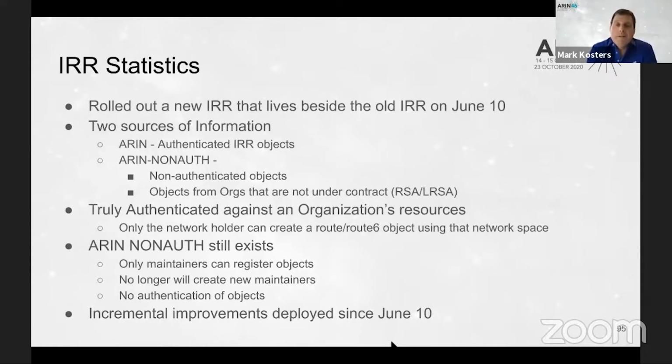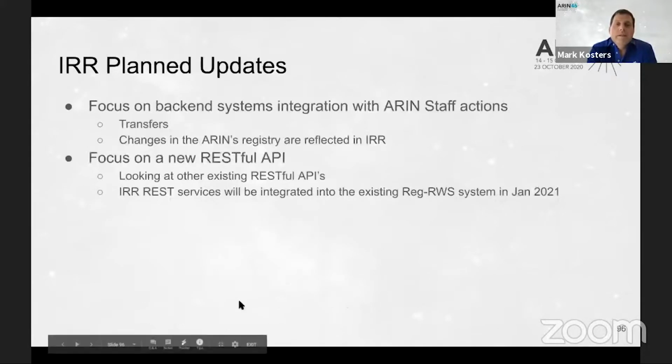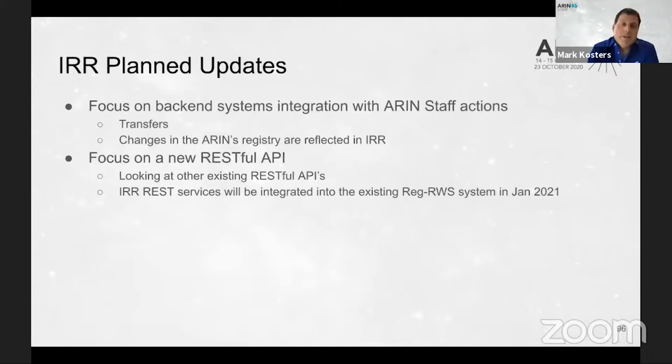Since June 10, we've put out numerous incremental improvements, and we continue on. So let's go on to the next slide, please. What we're planning on doing right now is making sure that all the staff actions, like transfers or changes in ARIN's registry, are also reflected in IRR. So for example, if space that was once held by an organization is transferred to RIPE, all those route and route6 objects, et cetera, are going to be removed as part of the transfer. So as well as getting new space or giving space to someone else, those routes are going to be removed if they existed prior to the transfer.